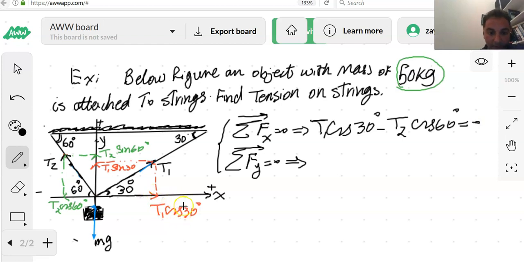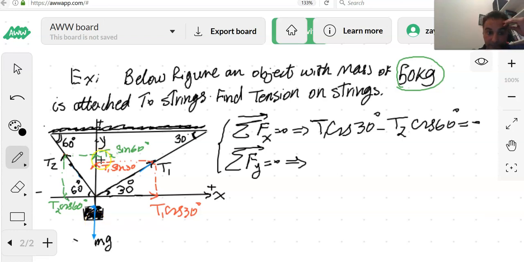So T1 cosine 30, which is the red one, is toward the right, so it is positive. T2 cosine 60, this green one, is toward the left, so it will be minus. So this minus this, red one minus green one, correct? On the y-axis, what do I have? Can you tell me how many forces we have on the y-axis? 1, 2, or 3?